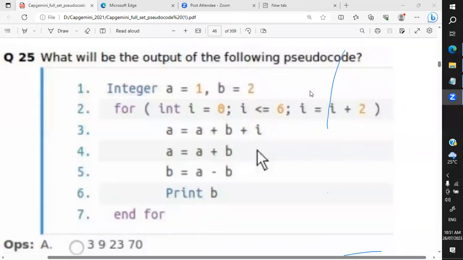Okay, 3, 10, 27, 70. Don't worry about the options. The answer may or may not be there in the options. You try your own answers. I got different answers here. I got the majority of people saying 3, 9, 27, 70 only.